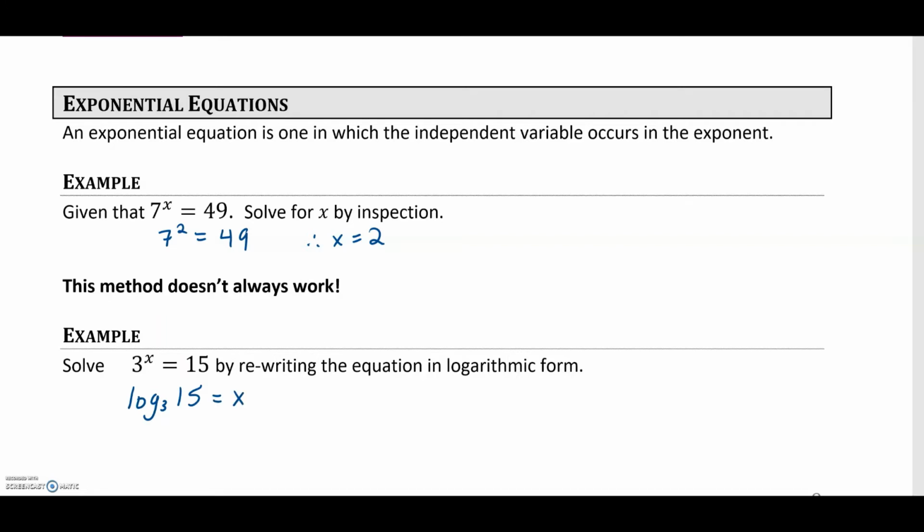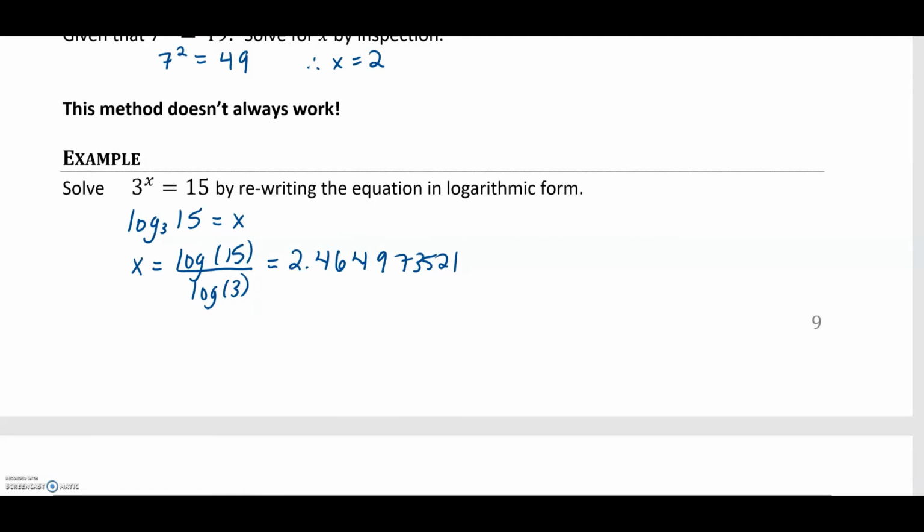Now we can solve for x by using the change of base formula. So log of 15 divided by log of the base, which is 3, and x is equal to approximately 2.46. So you can see in this example, it worked to rewrite the exponential equation in logarithmic form and then solve for the value of x.